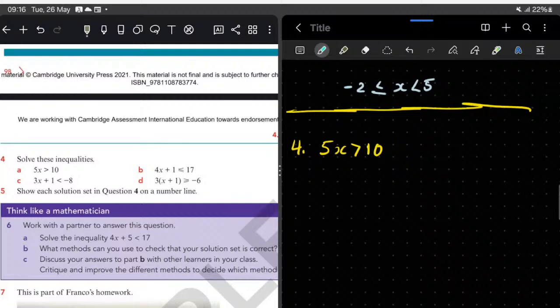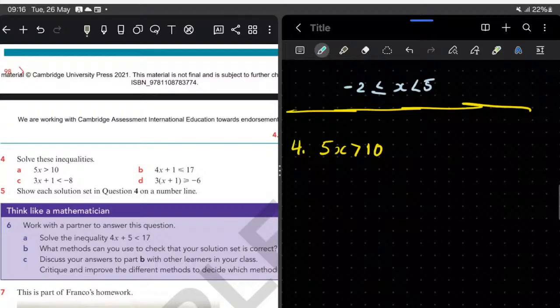So let's solve first. 5x is greater than 10. How do we solve this inequality first? By solving, it means you are making x the subject, right? When we say you are solving, it means you are making x the subject. Are we agreeing?